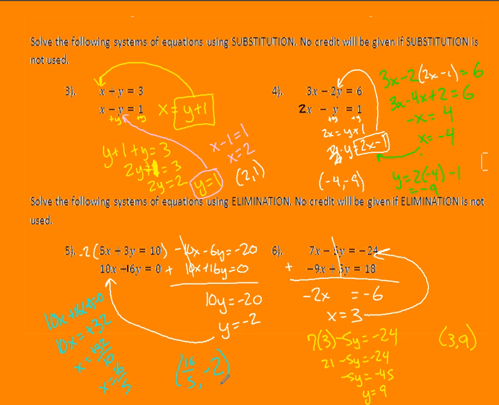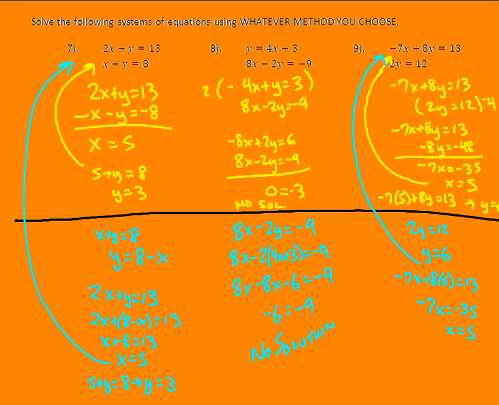7, 8, 9 you can do in any method you want. It's showing you both an elimination step at the top and a substitution step on the bottom, and the steps that you would choose. Mainly look at number 8.